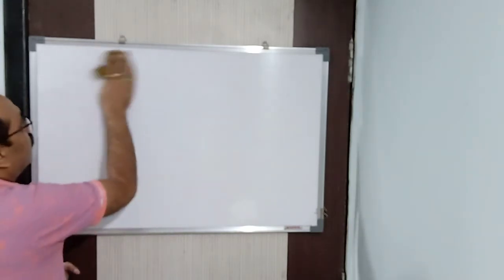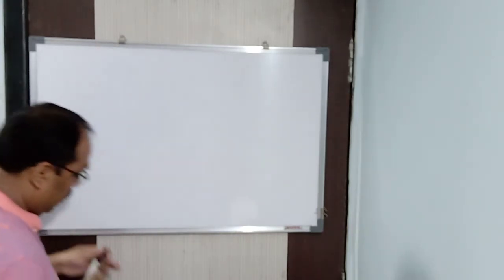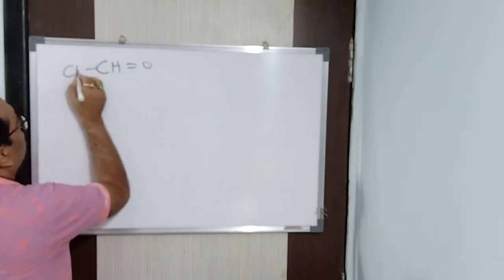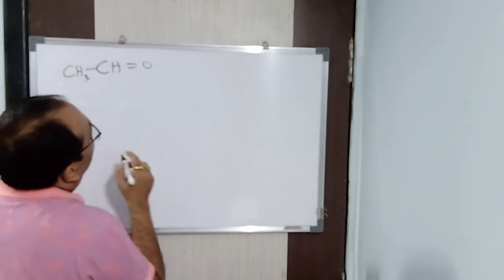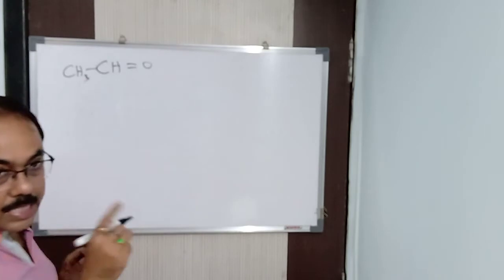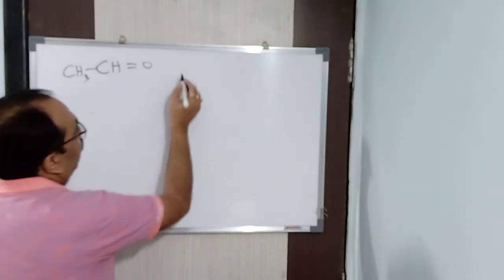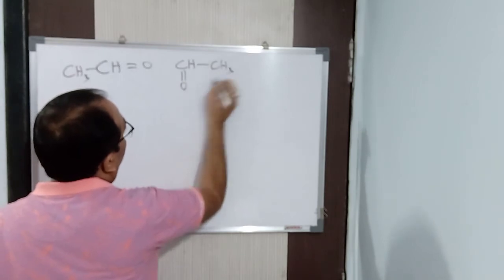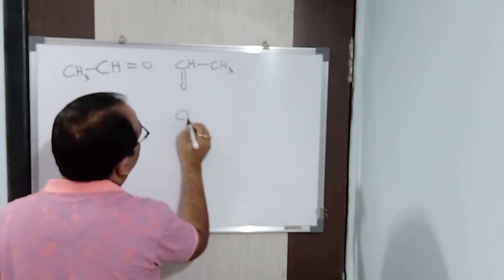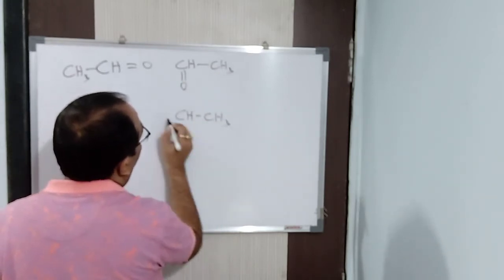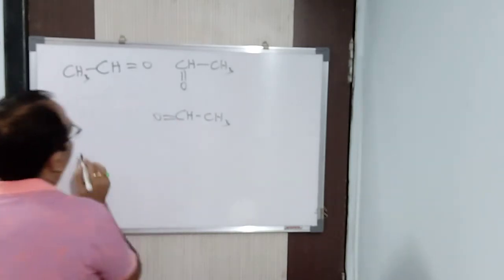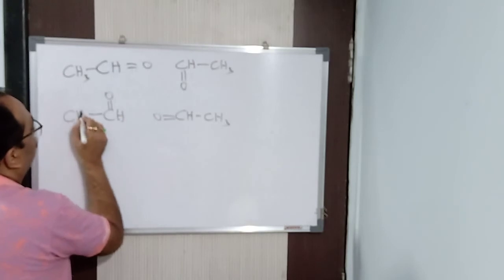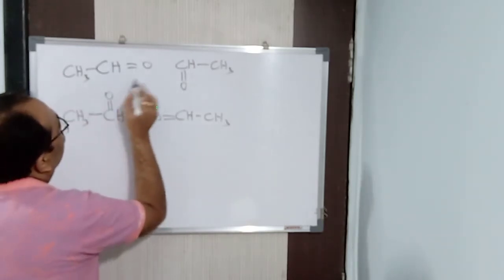So here, CH double bond O and CH3. Next we will take another CH double bond O, but see how I am writing it. This CH double bond O and CH3. Here also we will take CH, CH3 and double bond O. Now you are framing something in your mind, you need to frame something, then only you will get it.